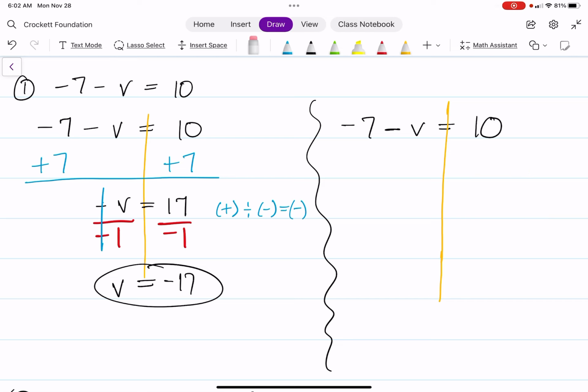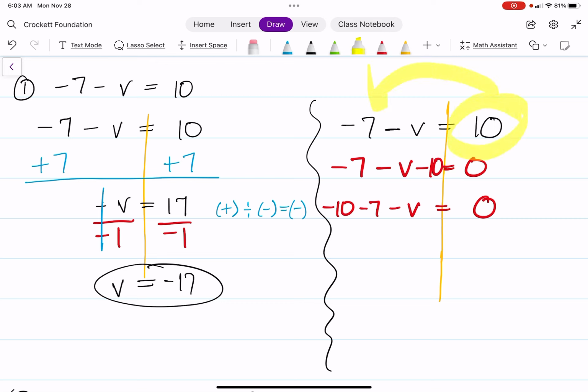And just for the sake of showing it, let's say I move the 10 over here, okay? What would that look like? That would be -7 minus v minus 10 equals 0. Or we could have the -10 in front, then the -7, then the -v. But either way, when you move something to the other side, the sign has to change to the opposite, okay?